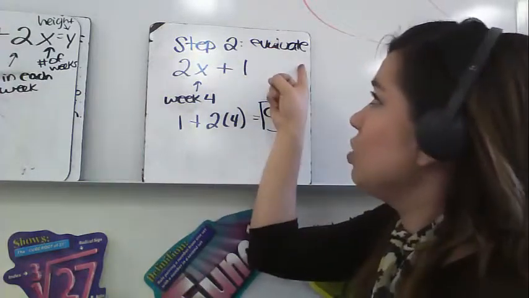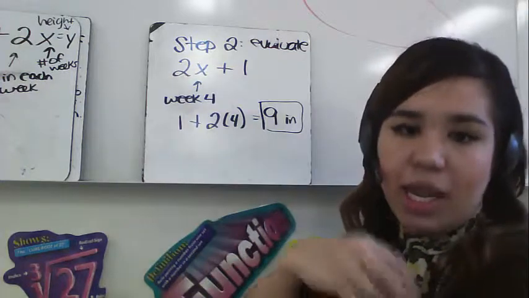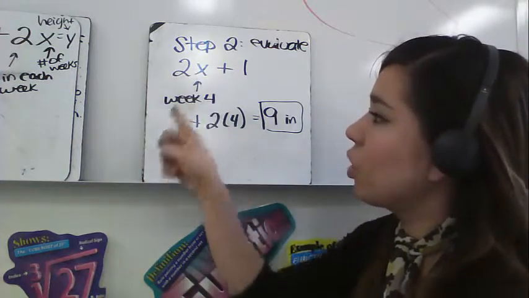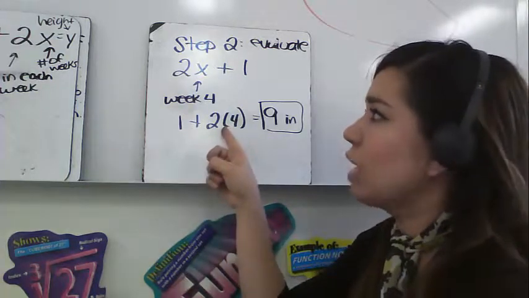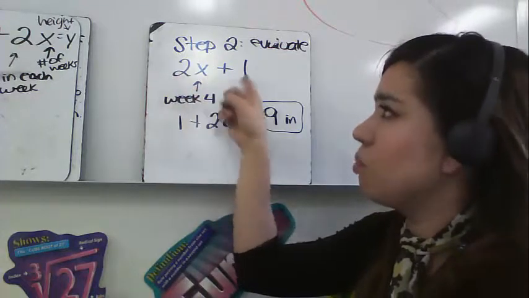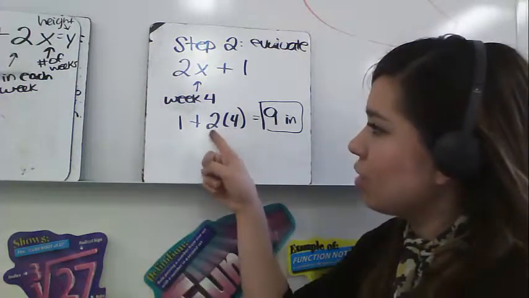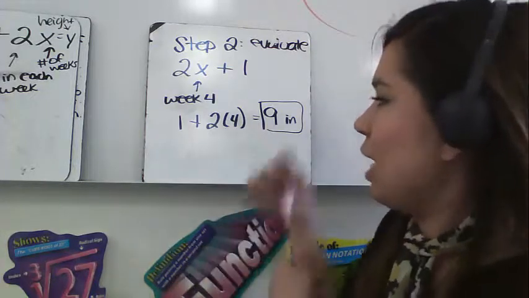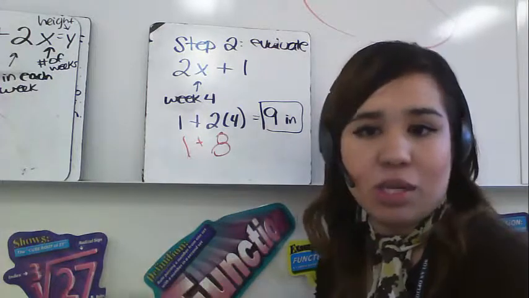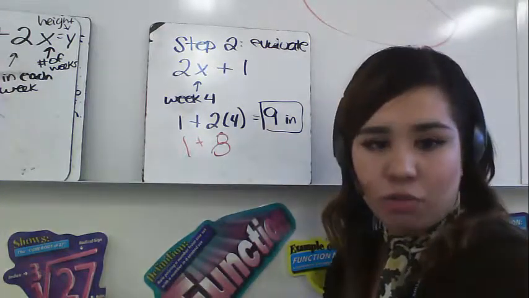Step 2 tells me to evaluate. The word evaluate means to solve. Plug it in and get an answer. So here, for week 4, I'm going to plug in a 4. 1 plus 2 times 4. I just flipped the order of this. It doesn't really matter. I could do 2 times 4 plus 1. We would get the same answer. So I went ahead and multiplied. The 2 times 4 gives me 8. And 8 plus 1 is 9 inches. So this plant would be 9 inches tall on the 4th week.